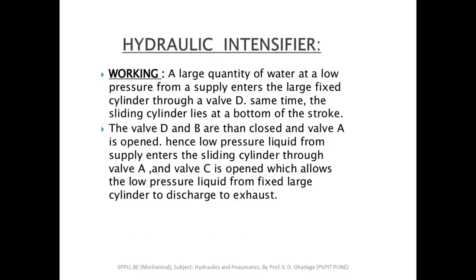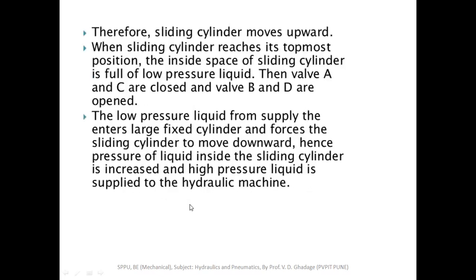Valve A is open, which means low pressure liquid from supply enters the sliding cylinder through valve A, and valve C is open, which allows the low pressure liquid from the fixed large cylinder to discharge to exhaust. Therefore, the sliding cylinder moves upward. When the sliding cylinder reaches its topmost position, the inside face of the sliding cylinder is full of low pressure liquid. Then valves A and C are closed and valves B and D are open.